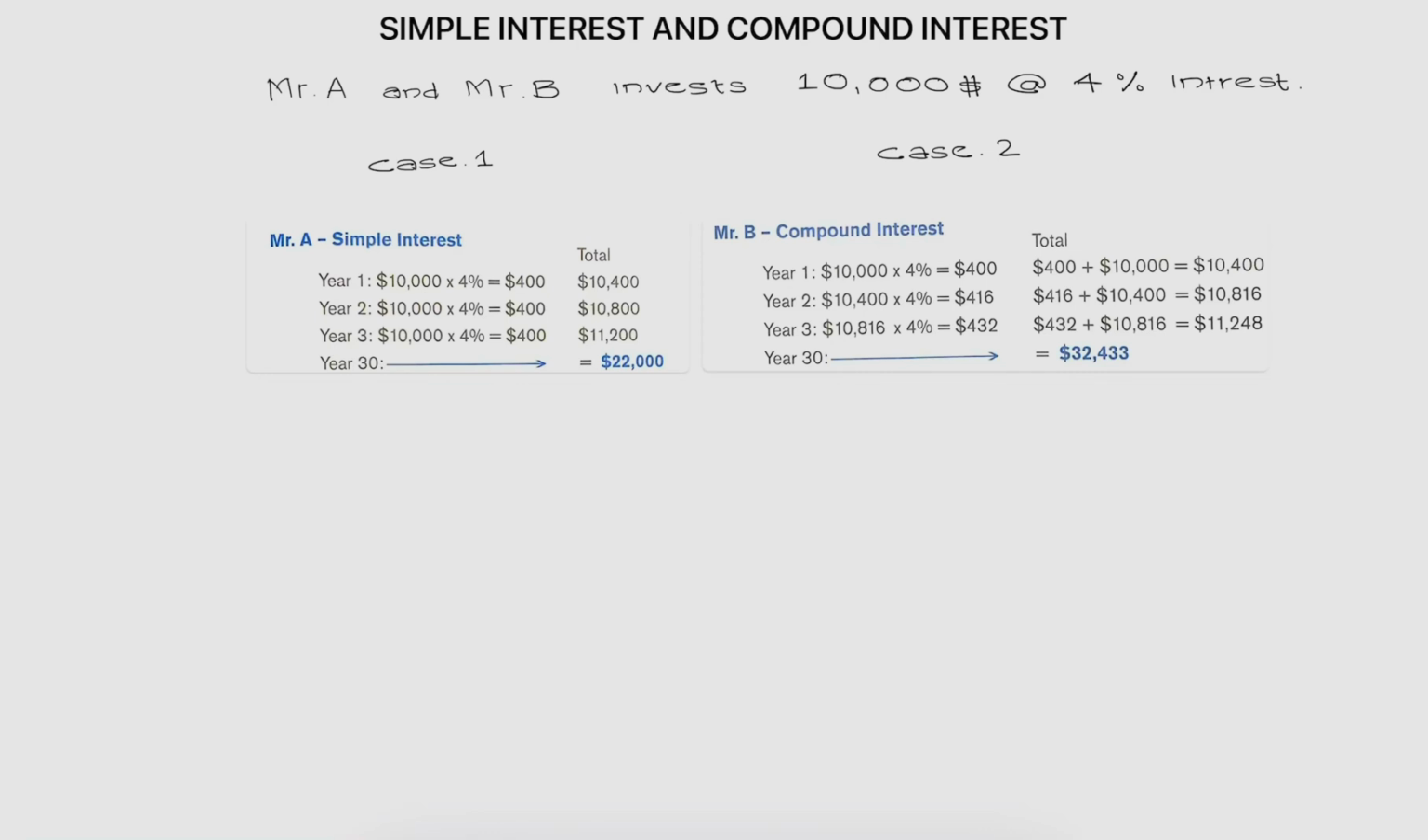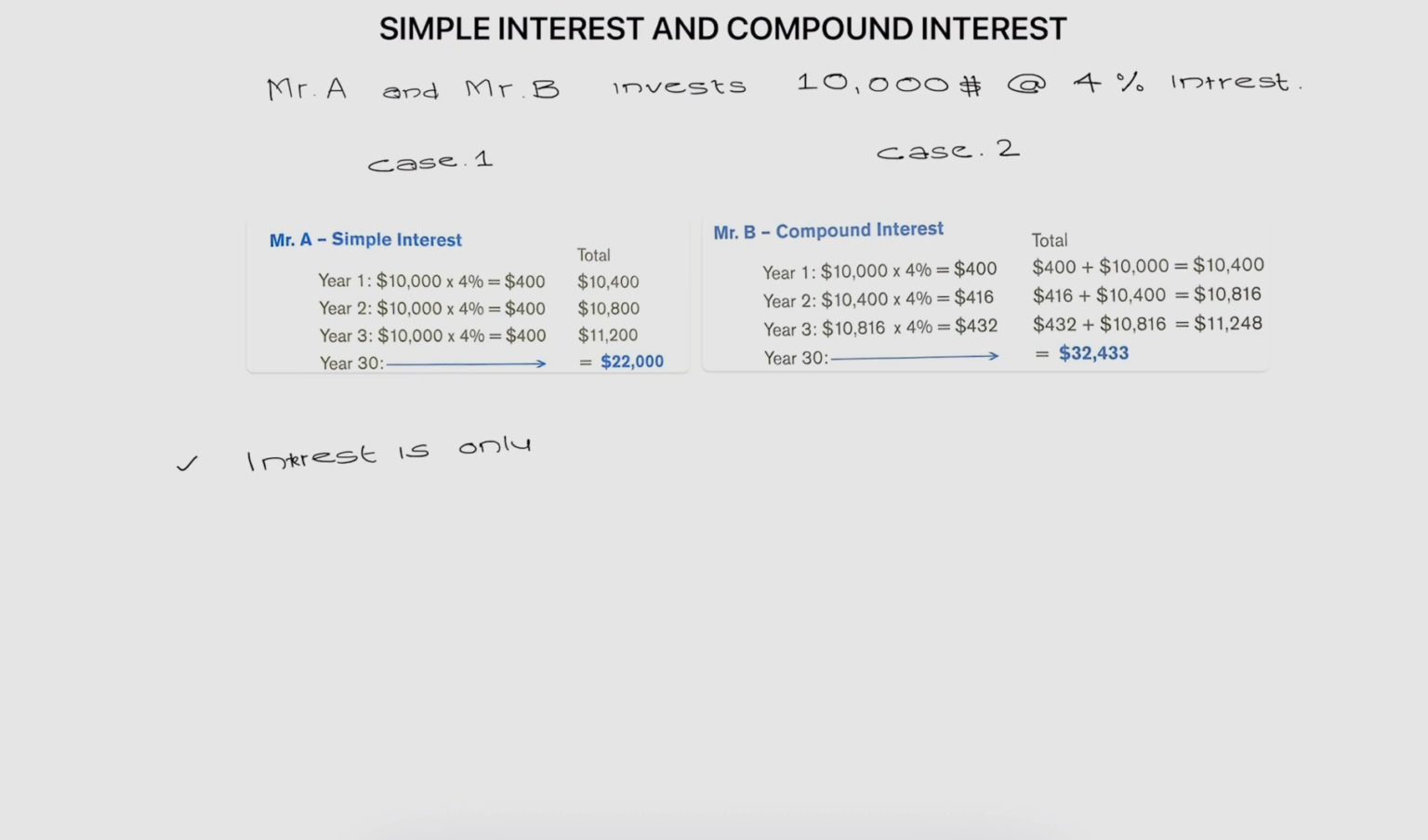Hi all, I would like to talk about simple and compound interest today. For that I'm taking two examples, Mr. A and Mr. B, and they both invest $10,000 at 4% interest. In simple interest you can see that the principal is marked as $10,000, and in compound interest too it is $10,000, and they are generating 4% growth.